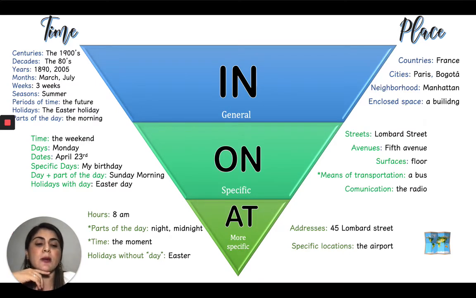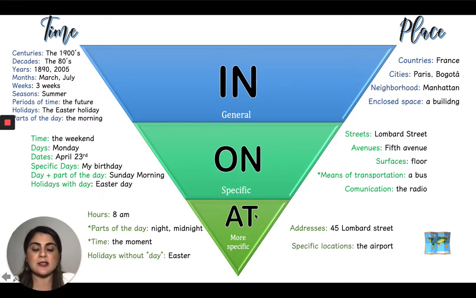And when we talk about surfaces, I say it is on the floor, or my laptop is on the desk, because there is contact between these two things. So if you have contact, you must use "on." And with means of transportation, we have this mark here because if you can move inside that means of transportation, for example on a bus, on a plane, on a train, you say "on," but you say in a car, in a taxi, so that is an exception. And when we talk about means of communication: on the radio, on the internet, on TV.